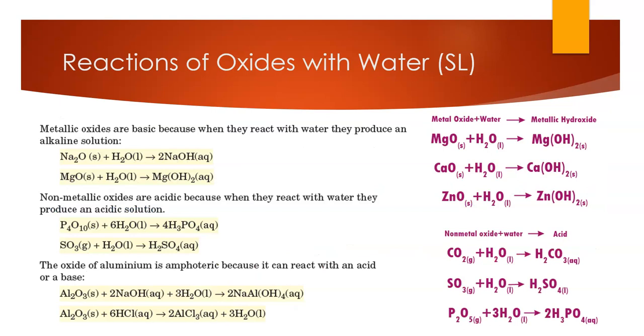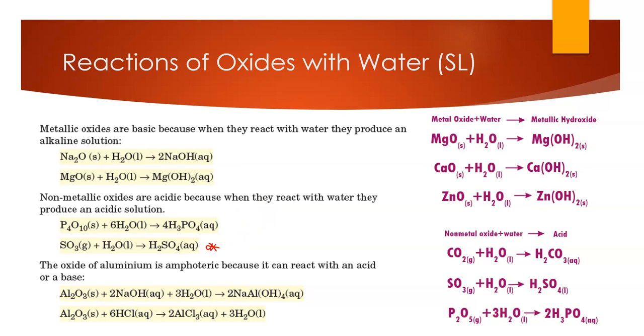This is also revision in that these are all the equations that you should have written down for your reactions of oxides with water. So oxides of sodium will react with water to form sodium hydroxide. Oxides of magnesium react with water to form magnesium hydroxide. Non-metallic oxides are acidic. Okay, so they will form their corresponding acids. So P4O10 will react with water to form 4 lots of phosphoric acid. Our SO3 will react with water to form H2SO4, remembering this is a major contributor to acid deposition.